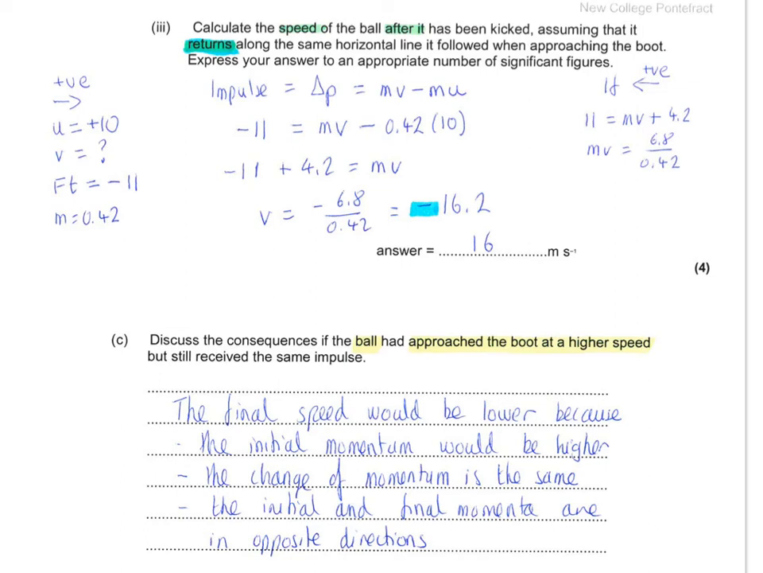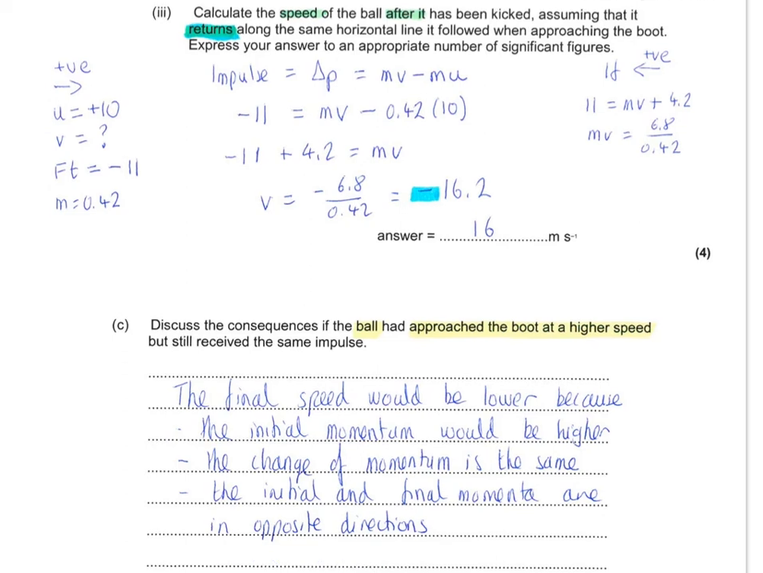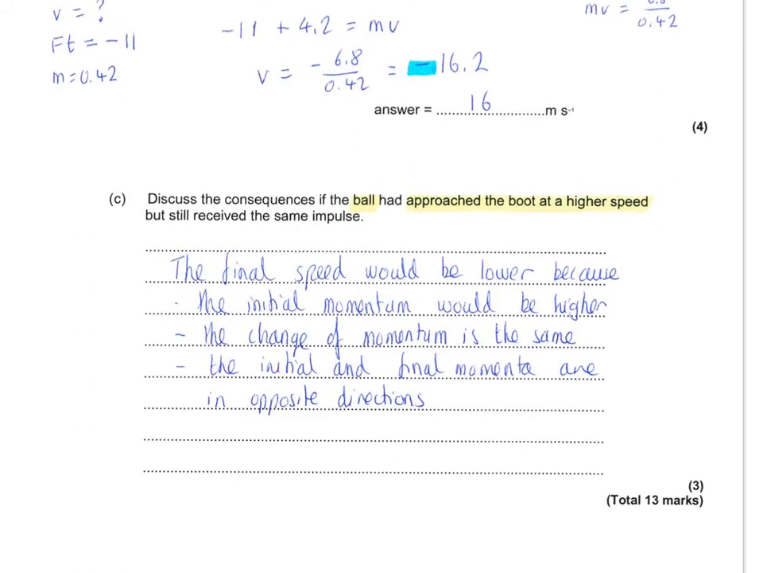Finally, you are asked to discuss the consequences if the ball had approached the boot at a higher speed, but still received the same impulse. Following through the logic, we can say that the final speed would be lower. The reason for this is that the initial momentum of the ball would be higher, and since the change of momentum is the same, and the initial and final momenta are in opposite directions, this leads to a lower value at the end. You may need to spend a little bit of time convincing yourself of these marking points.